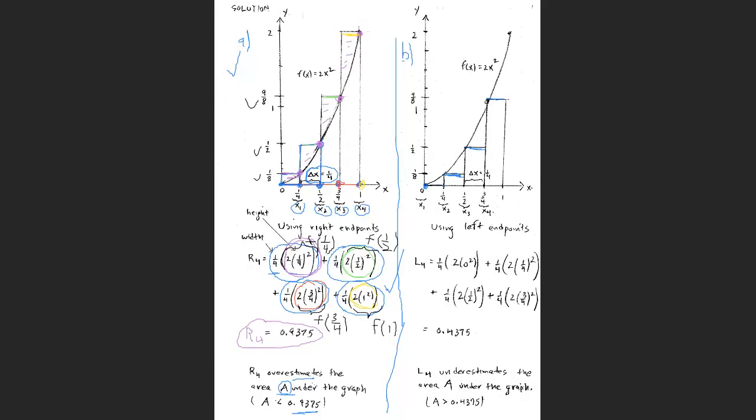You still have 4 subintervals, right? You still have 4 subintervals here in part B. But the heights of those subintervals are determined by the left endpoint in each subinterval, as opposed to the right endpoint in each subinterval.